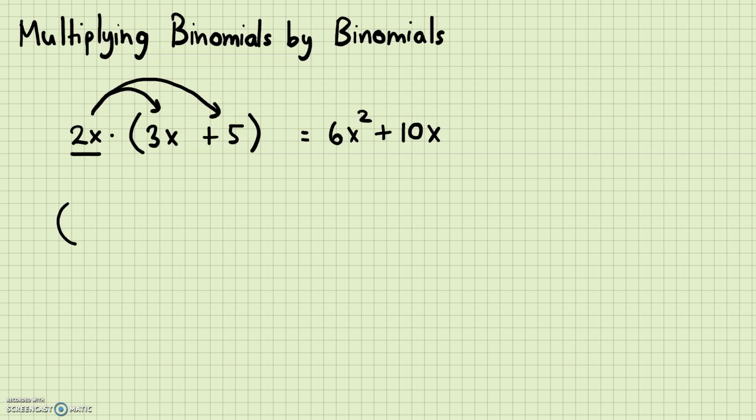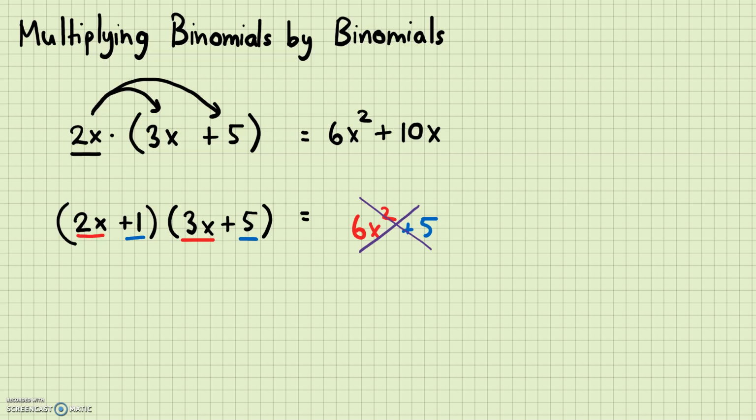When you have two binomials, so instead of 2x, let's have 2x plus 1 times 3x plus 5, you are basically doing the same thing. But many students tend to make the mistake of just multiplying 2x times 3x, getting 6x squared, and then doing 1 times 5 and getting 5. This is not correct. You don't just multiply the first ones together and then the last ones together.